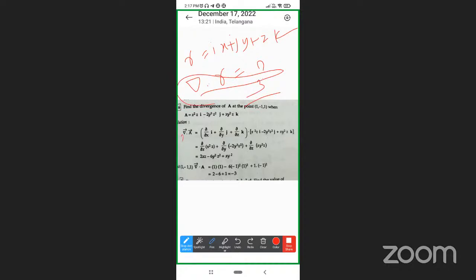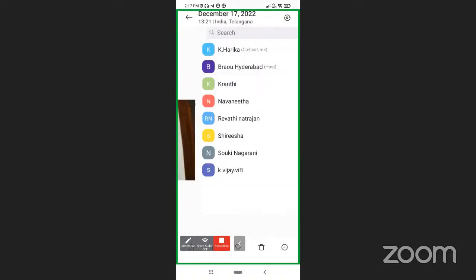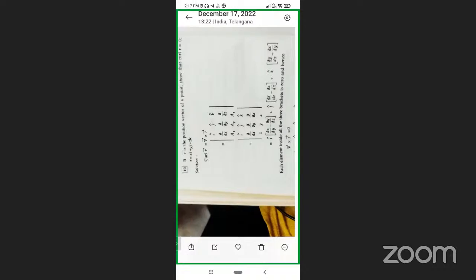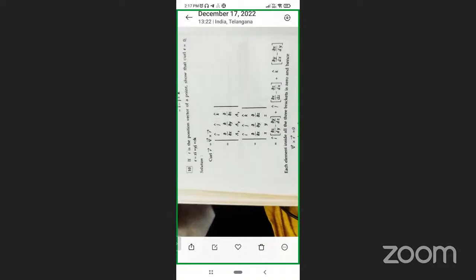Same simplification again, and next one. The same simplification of the curl method. So that is the curl of a vector. Yesterday's problem: what is the formula for curl of A, or any vector?